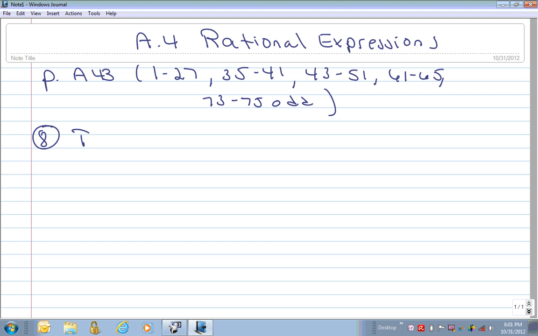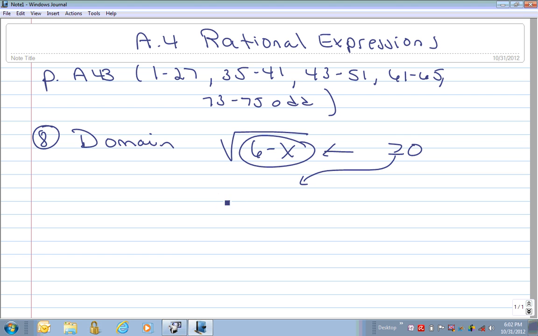Problem number 8 is about the domain. We're asked to write the domain. Some of you got to this in class today, but we were kind of rushed. I want to talk about it again. We were given the function, the square root of 6 minus x. I want us to remember that underneath the radical, it can be greater than or equal to 0. In other words, we can have the square root of 0 or the square root of a positive number, just not the square root of a negative number. Because we know that, we're going to write it as 6 minus x has to be greater than or equal to 0.